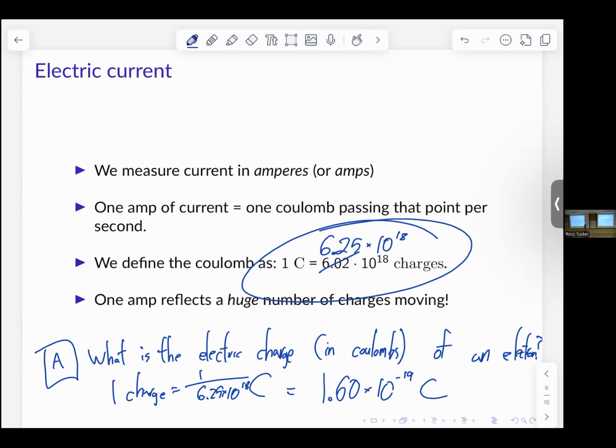Take your calculator. 1 divided by 6.25 is 0.16, and 1 over 6.25 is about 1.5. It'll be 1 over 6.6. There's something going wrong with it. Okay.